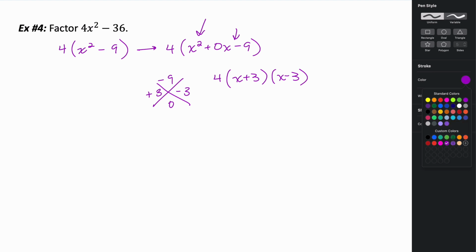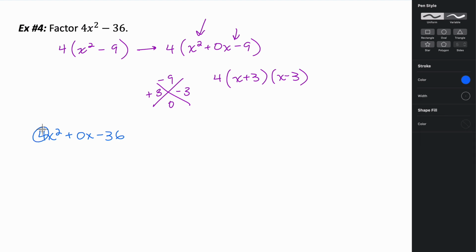Now, what if you didn't recognize that it had that difference or that common factor? What could you have done? Well, we'd have something like this: 4x squared plus 0x minus 36. Then we'd have to multiply. So you take 4 times negative 36. That's negative 144. So we're looking for two numbers that multiply to be negative 144 and add to 0.